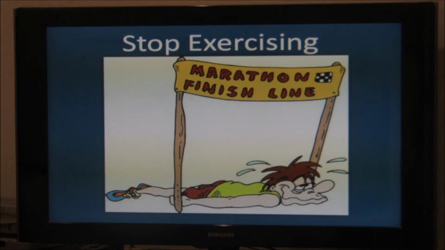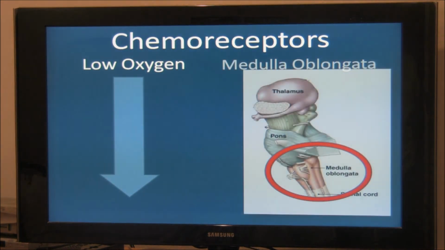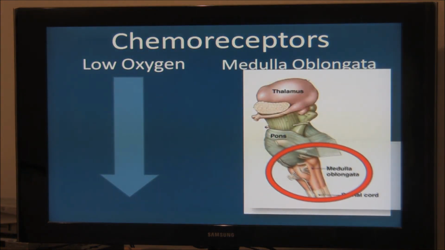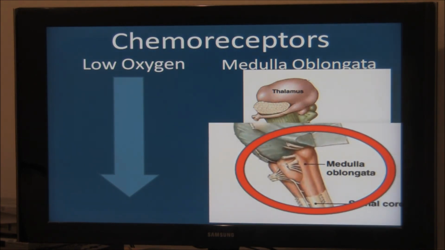However, once you stop exercising, your breathing will also slow down because your muscles do not need that extra oxygen. And the carbon dioxide in your blood will also decrease. If these receptors detect a low oxygen concentration, then they will signal the medulla oblongata to send nerve impulses to also increase oxygen levels as well.